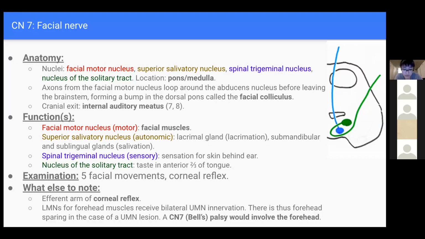The other thing that's really, really important to note is the whole forehead sparing concept when it comes to facial weakness, right? So if you have facial weakness, it's very important to know, is there forehead sparing or does it involve the forehead as well? And the idea is that the lower motor neurons of cranial nerve 7 that actually take care of the forehead receive bilateral upper motor neuron innervation. What that means is, of course, that if you have a stroke, an upper motor neuron lesion, there's going to be forehead sparing, right? But if you have a nerve lesion, if you have a Bell's palsy, then the forehead would also be involved.